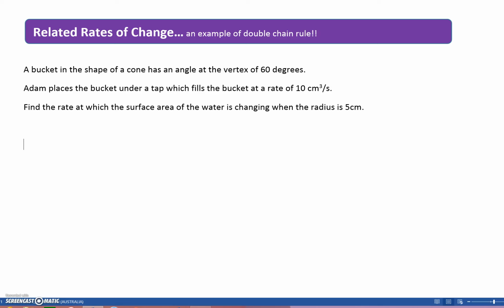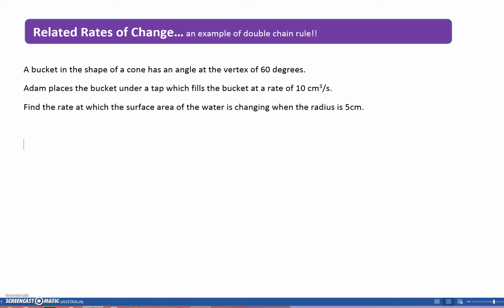Hi and welcome to a related rates of change question. This example shows us the relationship between several variables within the one question, and it's difficult not because of the maths but because of the number of steps involved. So we should always start with a diagram of what's going on.